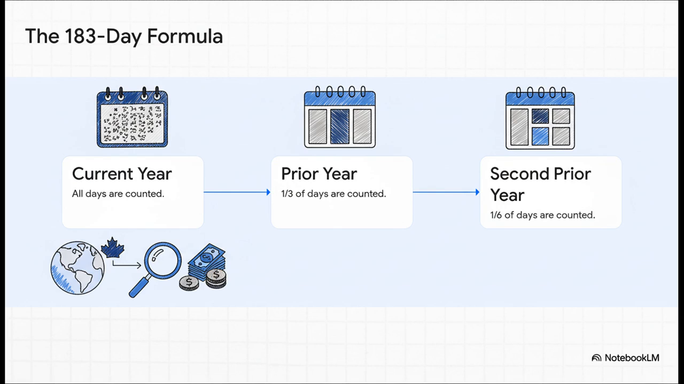So, how does the math actually work? It's kind of interesting. It's not just about this year. It's actually a 3-year look-back formula. First, you take all the days you were in the U.S. in the current year. To that, you add 1/3 of the days from last year. And finally, you add 1/6 of the days from the year before that.